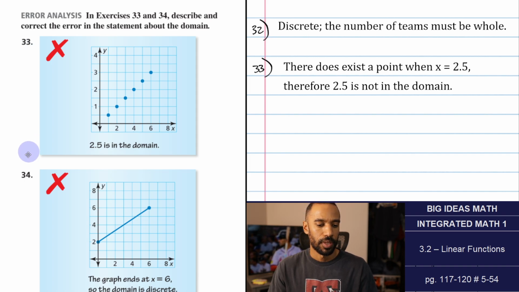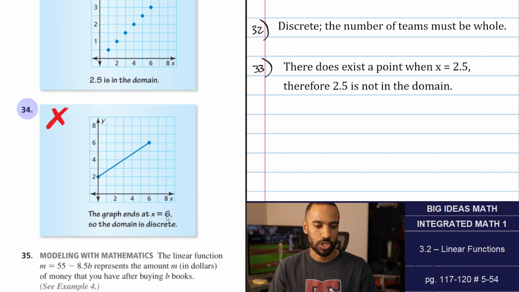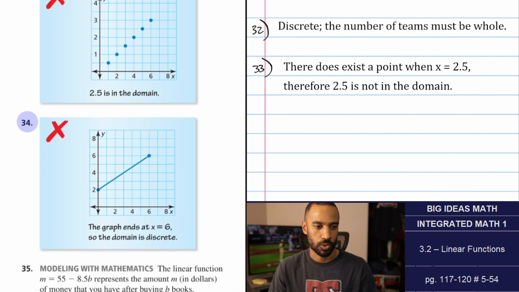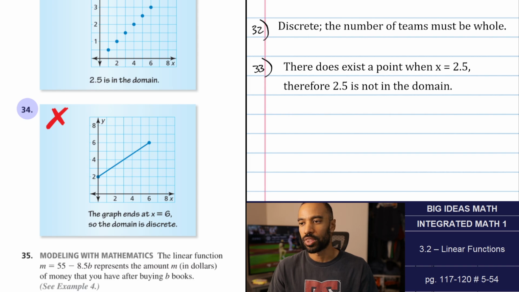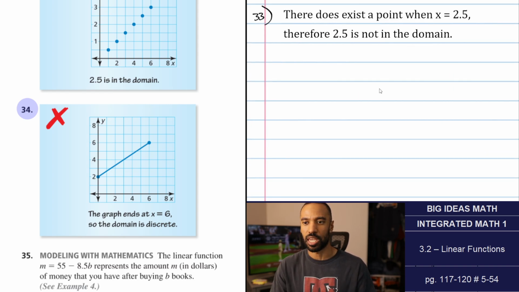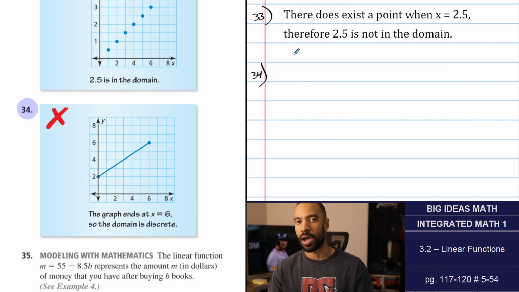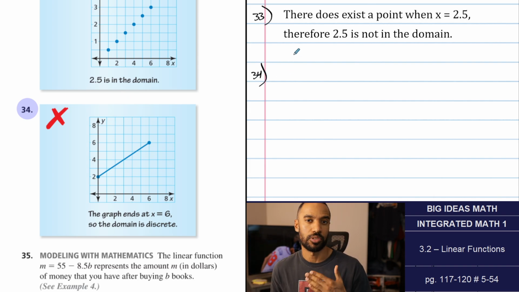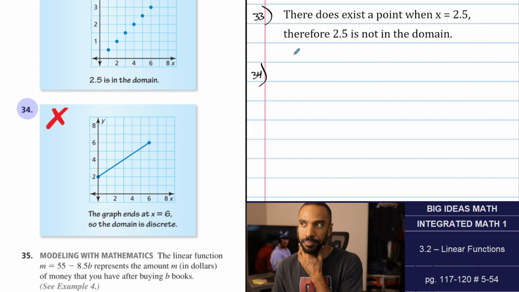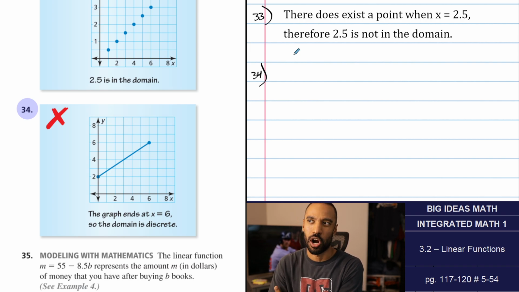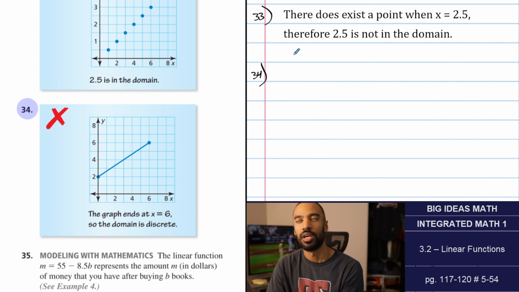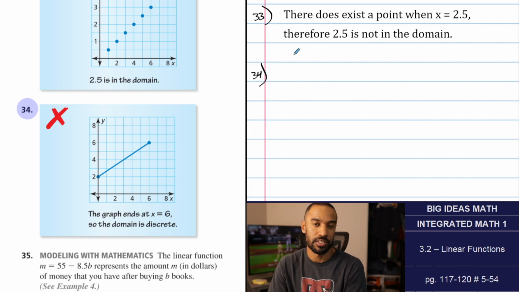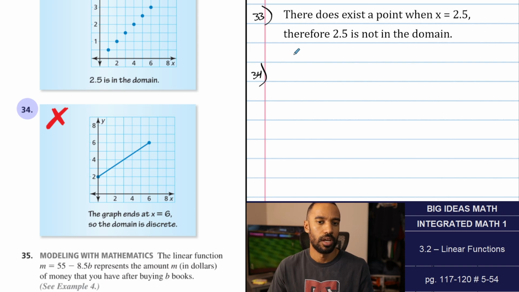Number 34 says the graph ends at x equals 6. True. So the domain is discrete? Not true. And I think I get what they're saying there, because this is a mistake people can make. Sometimes people don't really know what discrete means, so they go by the opposite. You can't be both discrete and continuous at the same time. Sometimes people think, I don't know what discrete means, but I know what continuous means, so if it's not continuous, then it must be discrete.